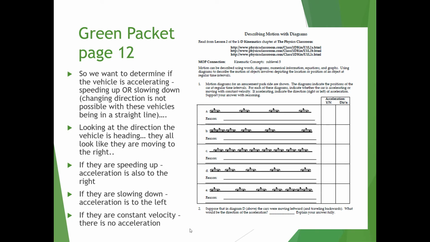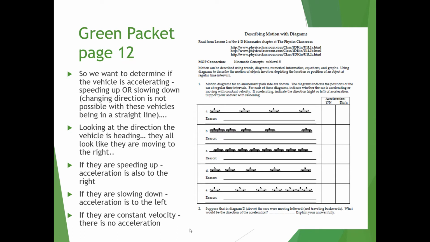Using diagrams to describe the motion of objects involves depicting the location or position of an object at regular time intervals. So we're going to be paying attention to these little pictures of vehicles as if they were moving along a road, and we're taking snapshots at regular intervals. Number one, motion diagrams for an amusement park ride are shown. The diagrams indicate the positions of the car at regular time intervals. For each of these diagrams, indicate whether the car is accelerating or moving with constant velocity. If accelerating, indicate the direction, right or left, of the acceleration and support your answer with reasoning.